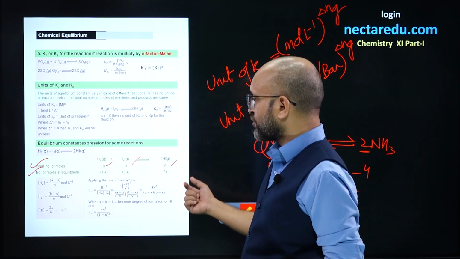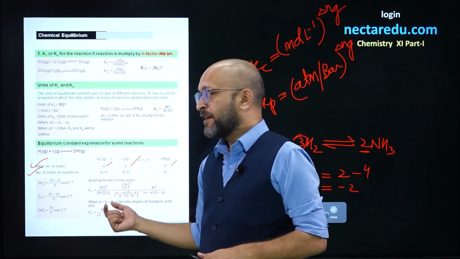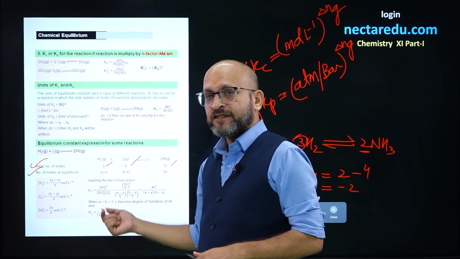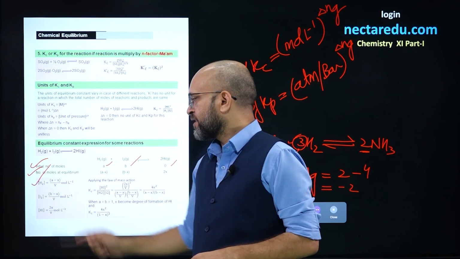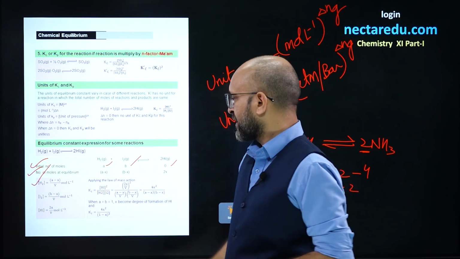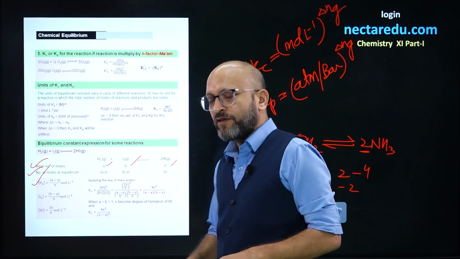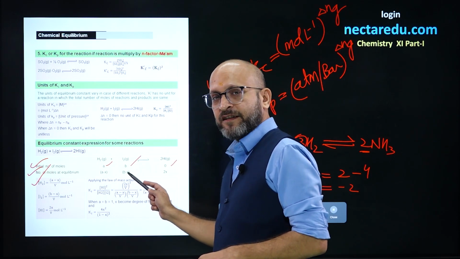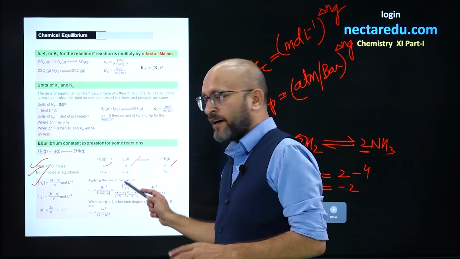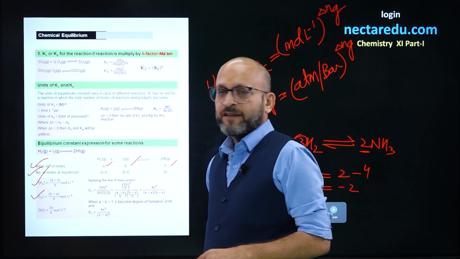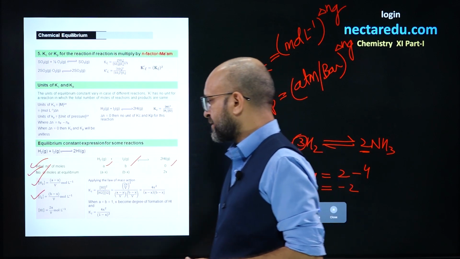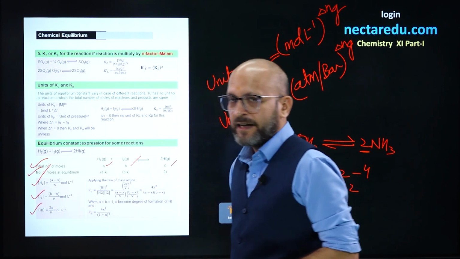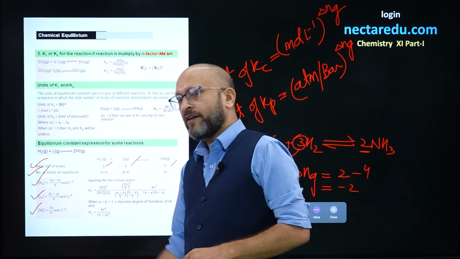So the concentration of H2 at equilibrium will be moles of H2, that is A minus X, upon the volume of the container, that is V. So H2 concentration is A minus X upon V. Similarly, the concentration of I2 will be B minus X upon V, moles of I2 upon volume of the container, right? And similarly, the concentration of HI is moles of HI, 2x, upon V.